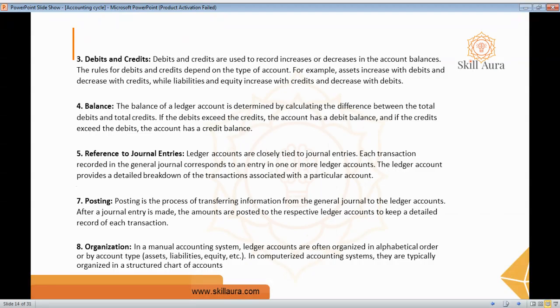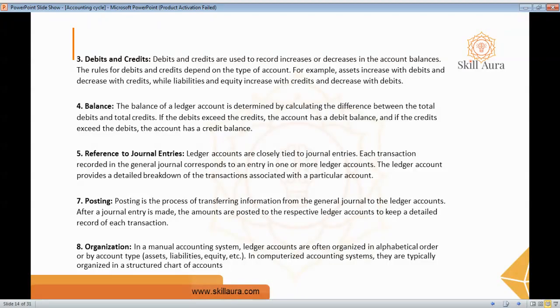The next one is debit and credit. Here we'll use debit and credit to record increases and decreases in the account balance. So it must balance in both debit and credit. The rule of debit and credit depends on the type of account. For example, assets increase with debit and decrease with credit. When liability and equity increase, they increase with credit and decrease with debit.